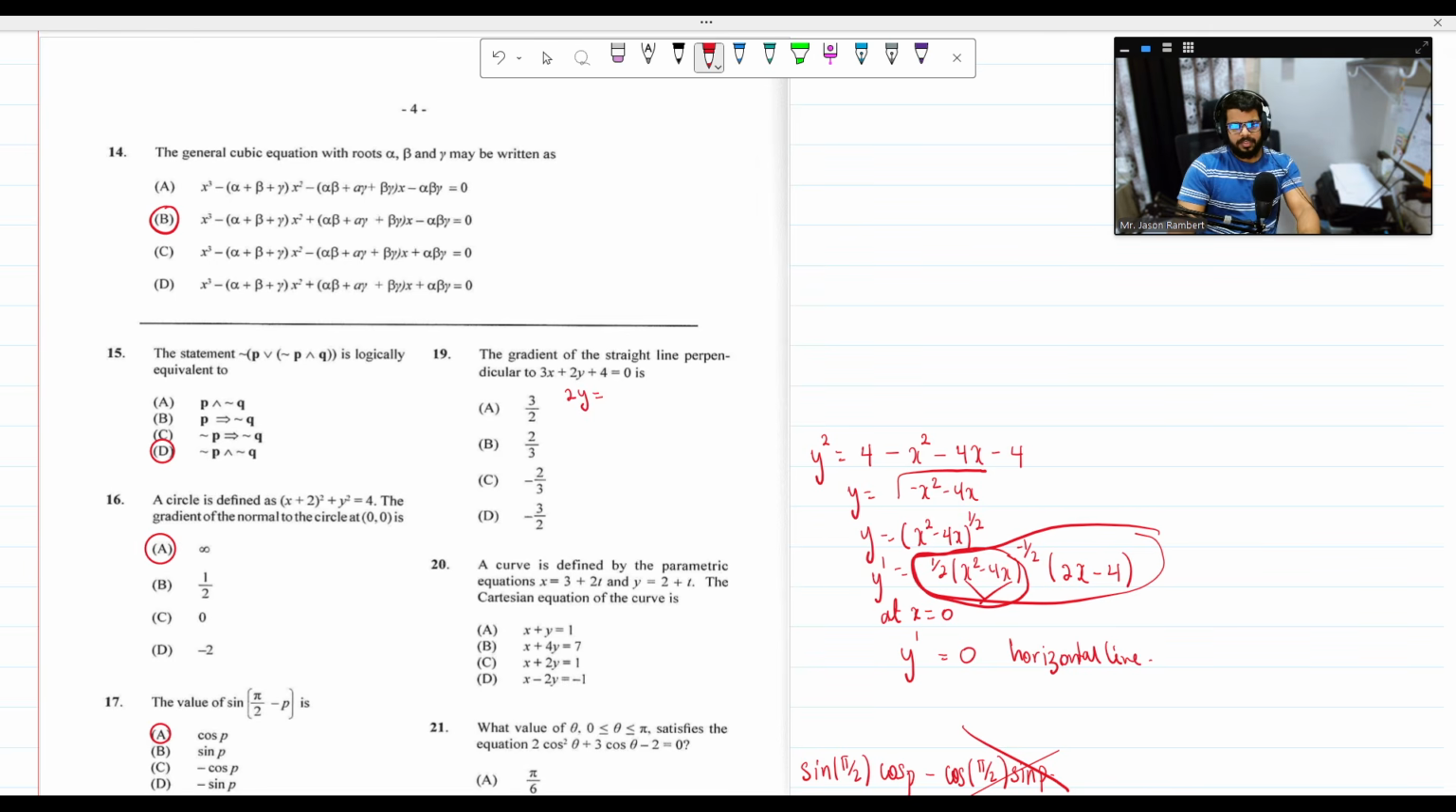2y is going to be minus 3x. y is going to be minus 3 over 2 x. I'm not bothering with the constant because I'm dealing with gradient. Then the gradient of this line, perpendicular, flip, change the sign, positive 2/3.